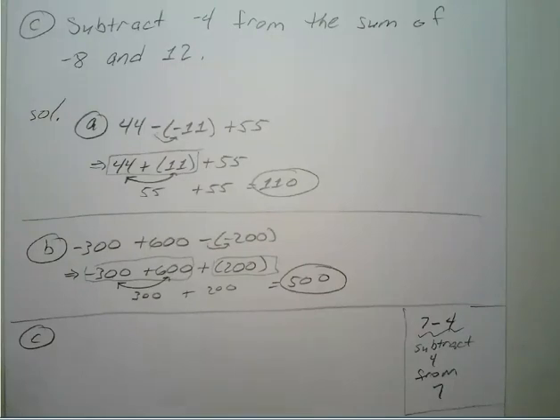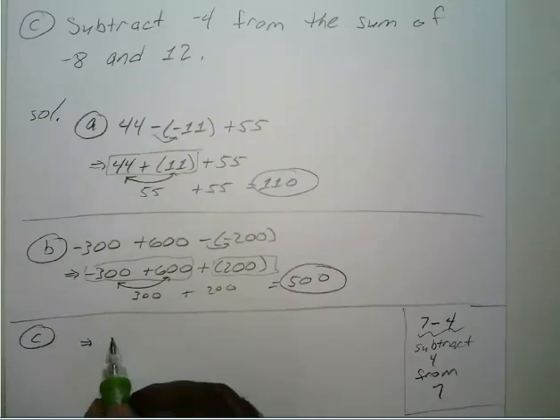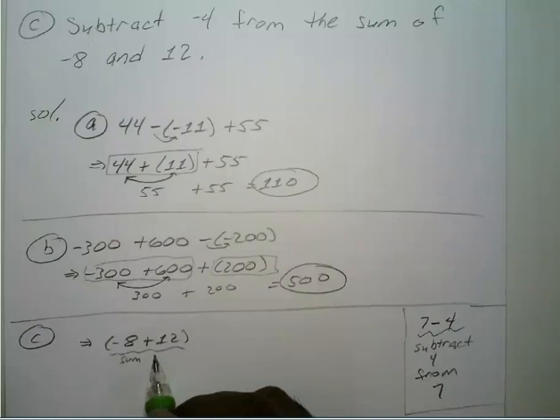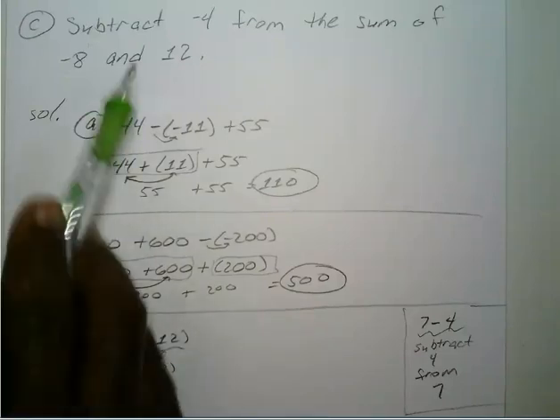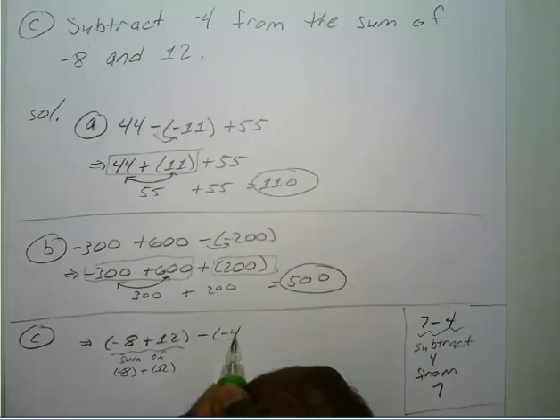Okay. Now on this one, what we're going to do is we're going to subtract -4 from the sum of -8 and 12. Okay, so what this gives us is -8 plus 12. That's the sum of -8 plus 12. And we're going to subtract -4 from that. So minus -4.